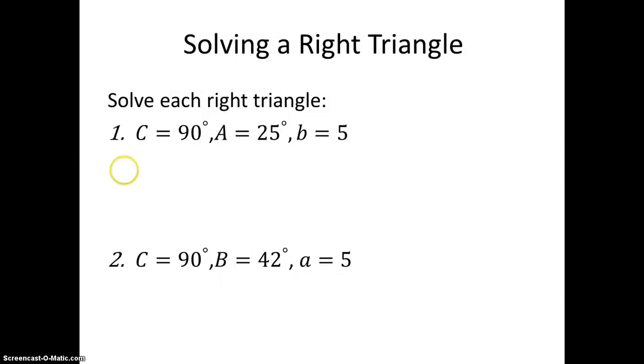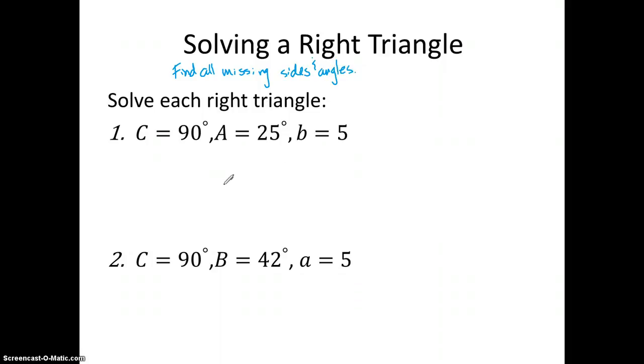Okay, so let's say we have this problem that says solving a right triangle. So what does it mean by solving a right triangle? Well, solving a right triangle means find all missing sides and angles. So if we were going to solve a right triangle, we're going to want to find all the missing sides and angles.